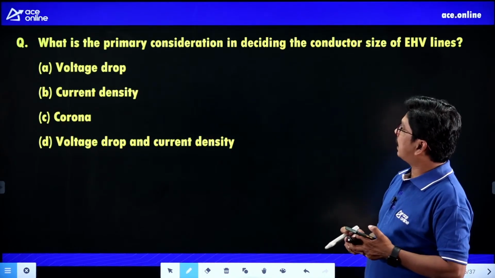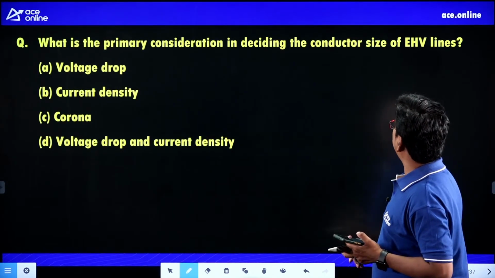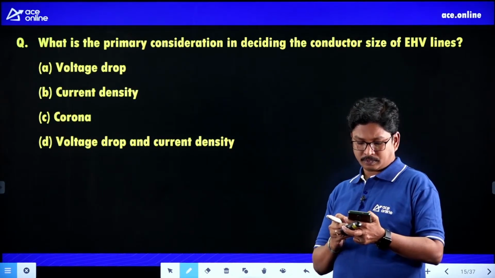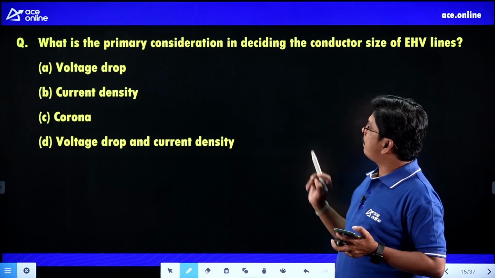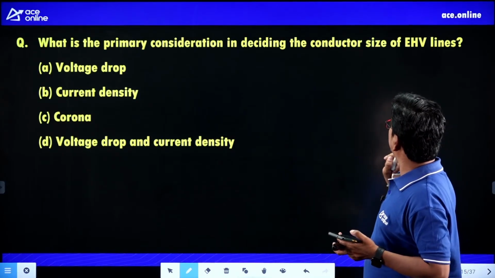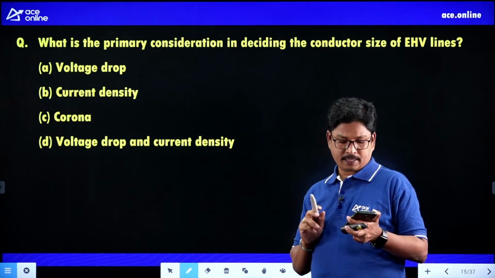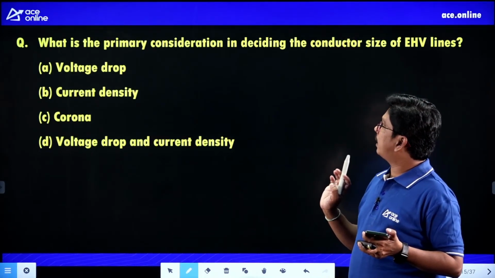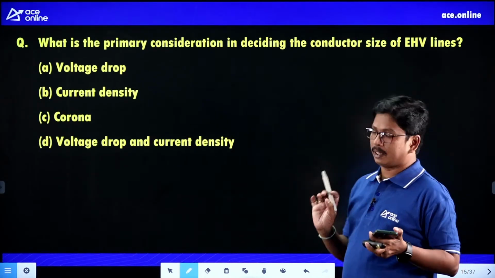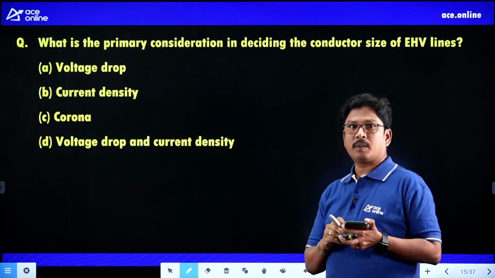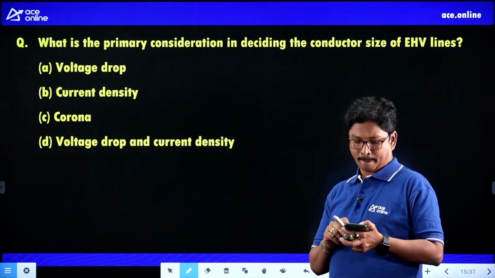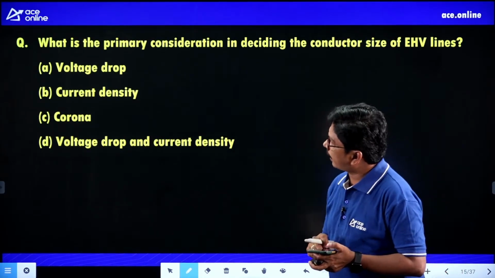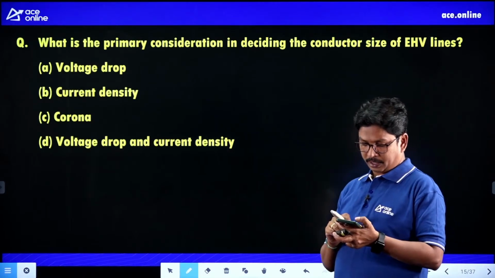What is the primary consideration in deciding the conductor size of EHV lines? For EHV lines, what is the primary consideration in deciding the conductor size of EHV lines? What is the answer? Option B, current density. Very good.